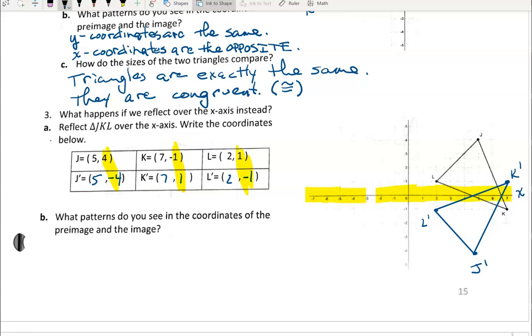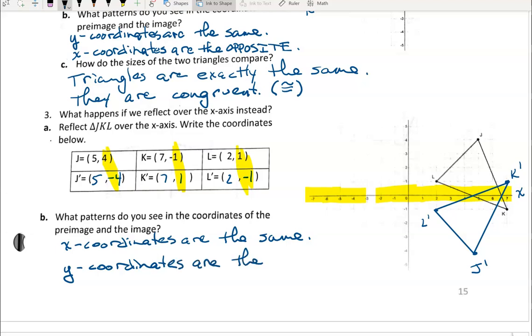All right, what patterns do you see in the coordinates of the pre-image and the image? So again, the x coordinates are the same, and the y coordinates are the opposite. Okay? All right.